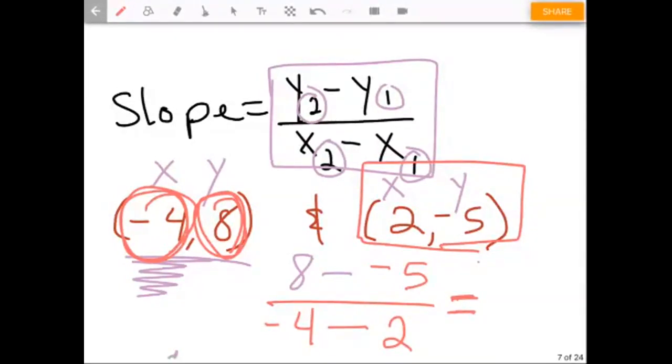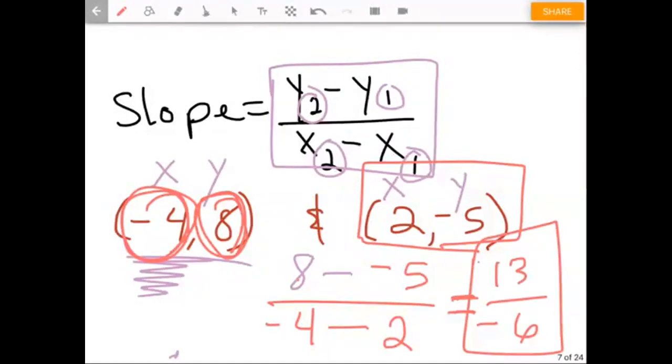Thank you. All right, so this 8 minus -5 is 13, and -4 minus 2 is -6. Does 13 over -6 reduce? No. I mean, it could be a mixed number, but we want to leave it as rise over run. So we're going to leave it as 13 over -6, and that would be our slope.